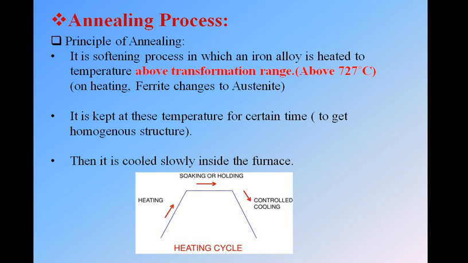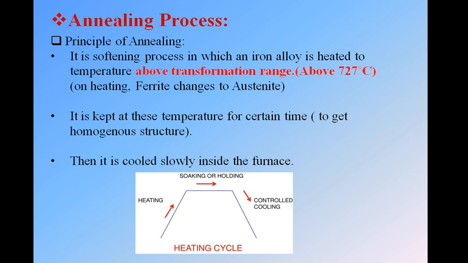And when we cool the material, because material will never stay at a high temperature for a long time, it will cool naturally. When we cool the material from 900 degrees Celsius to room temperature, it will again change from austenite to ferrite. So the transformation range is the temperature at which the phase changes: on heating, ferrite to austenite, and on cooling, austenite to ferrite.